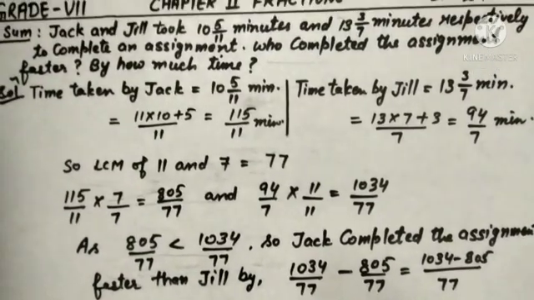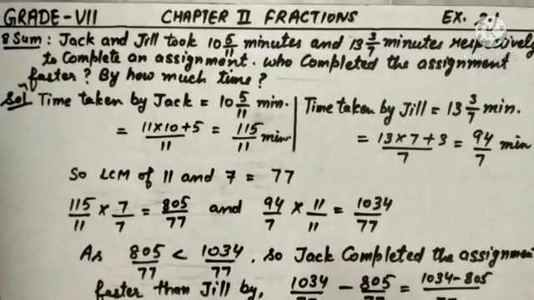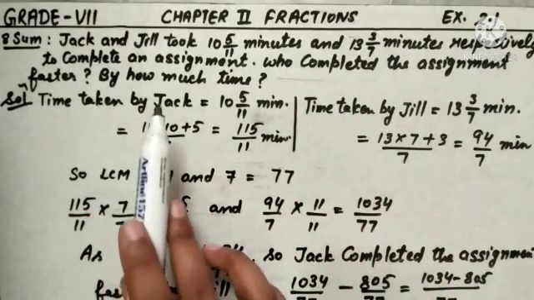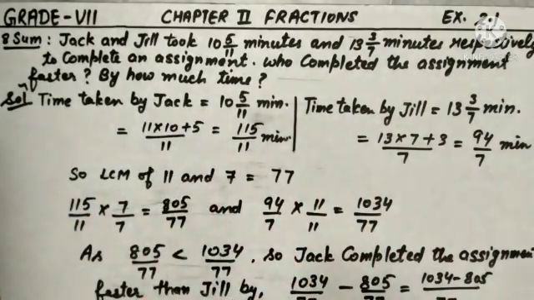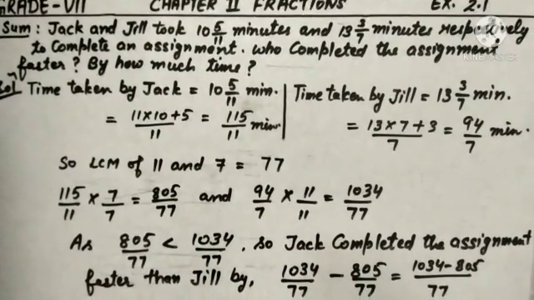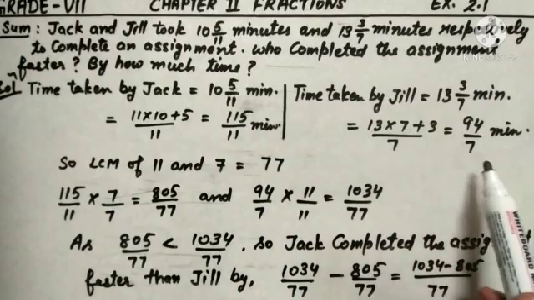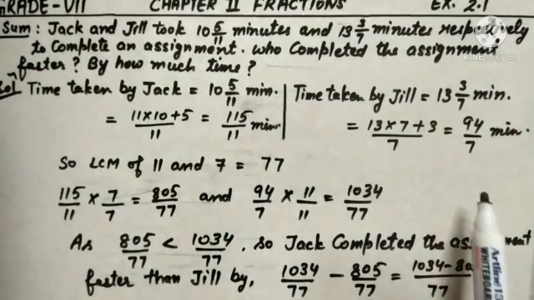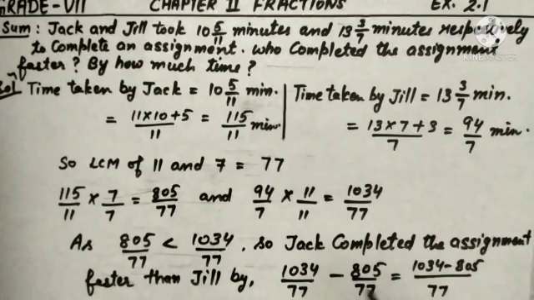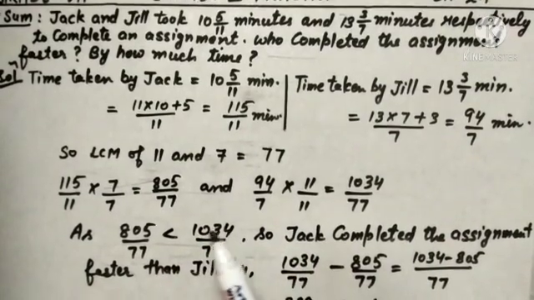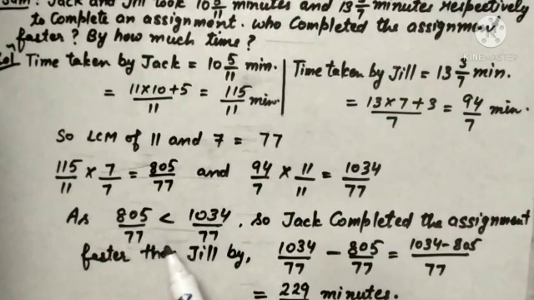Here in the statement, what was given to us? There are two students, Jack and Jill, who were completing the assignment in the given time, and we have to check who completed the assignment faster and by how much time. For this question, I converted the time taken by Jack into an improper fraction, and the time taken by Jill into an improper fraction. After getting these two fractions, I converted them into like fractions. Then I compared them, and the value that is lesser is the time taken by Jack, so Jack completed the assignment faster than Jill.